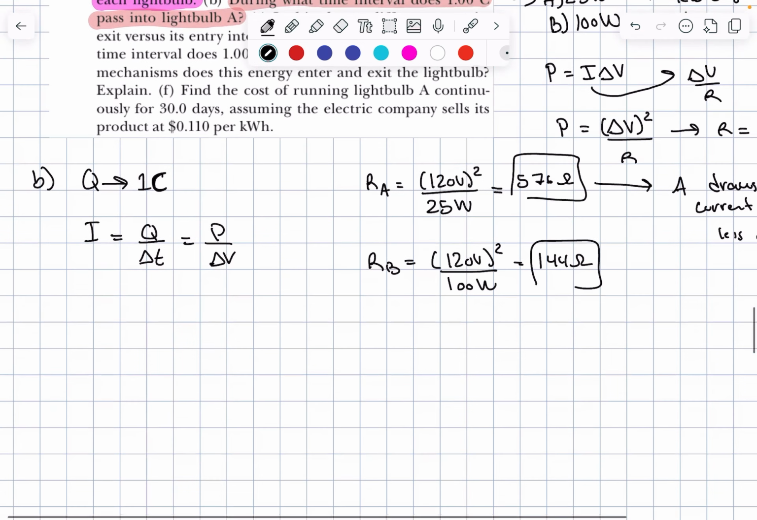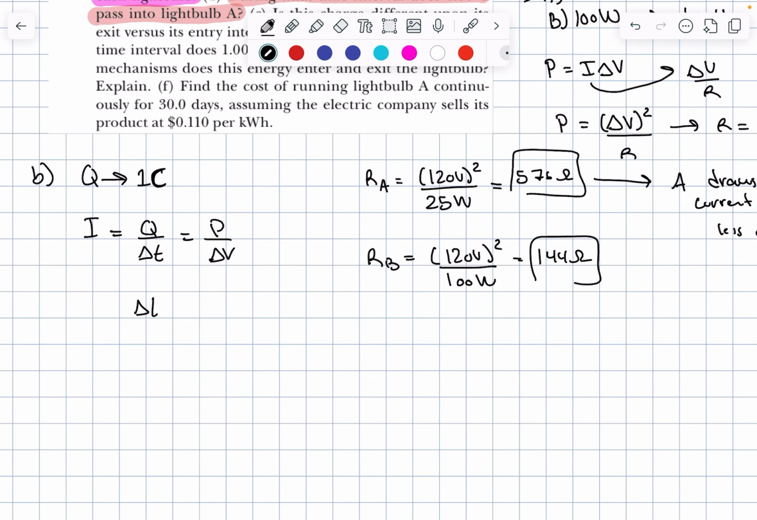So what we're going to do is say, well, delta T is equal to Q delta V divided by P. So the amount of time it takes for 1 coulomb to pass into the light bulb is 1 coulomb times 120 volts divided by 25 watts. And that is going to be 4.8 seconds.